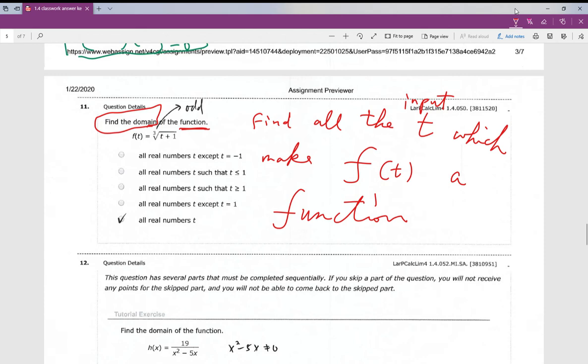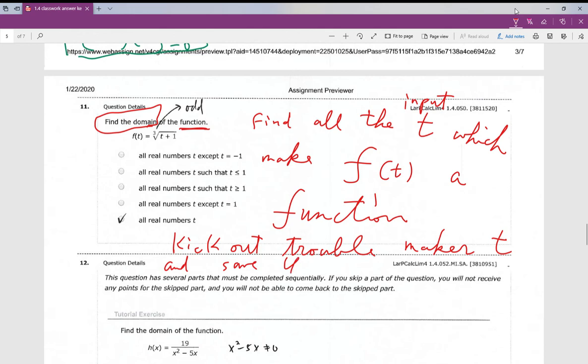Now basically, it's hard to find all the input because there are too many inputs that make a function. So basically we kick out, I say kick out the troublemaker t. Whatever the t makes this f not a function, we kick it out. And the rest, we save the rest.